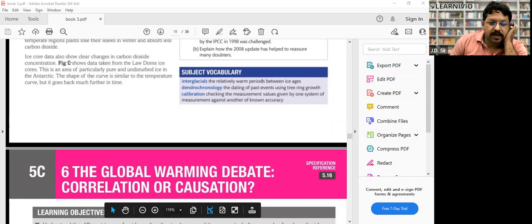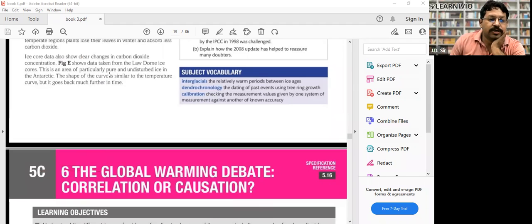The ice core data also show clear changes in carbon dioxide concentration. The data taken from the Law Dome ice cores, an area of practically pure, undisturbed ice in the Antarctic. The shape of the curve is similar to the temperature curve, but it goes back much further in time. Did you get this point or should I explain it?